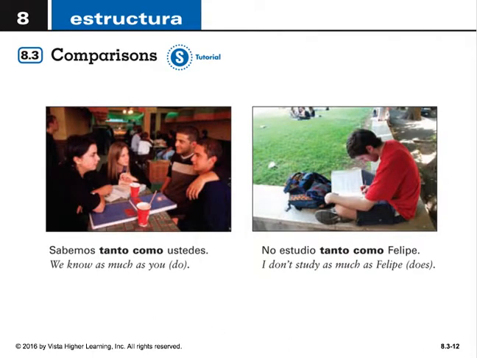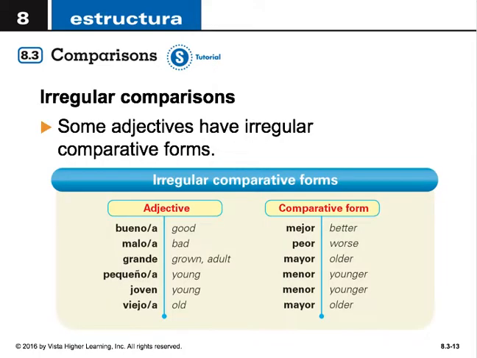Sabemos tanto como ustedes. We know as much as you do. Or no estudio tanto como Felipe. I don't study as much as Felipe does. As I said, it goes right after the verb. Sabemos tanto como, or no estudio tanto como, and has the meaning of as much as.